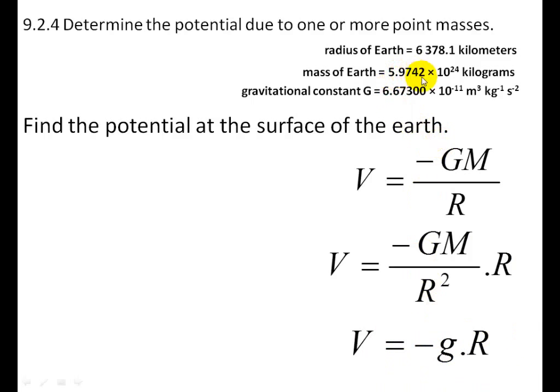So you can do this easily enough. You don't need to put in the mass of the Earth, and you don't need to put in the gravitational constant, because you know that on the surface of the Earth g is 9.81, times the radius gives you the gravitational potential.